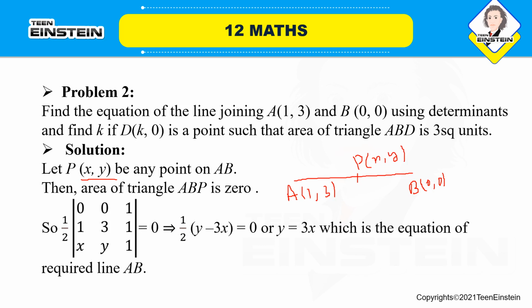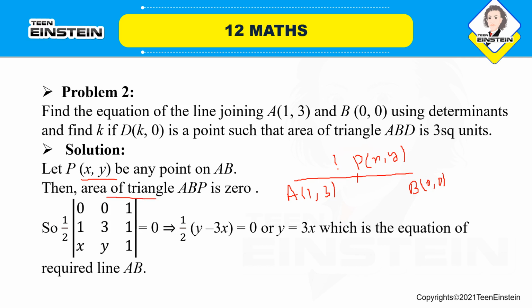Now see that all the 3 vertices A, B, P are lying on the same line. That is A of 1, comma 3, P of x, comma y and B of 0, comma 0 are lying on the same straight line. So what is the area of this triangle? Obviously it is 0. So I am going to use that result here to find the equation of the straight line joining the 2 points A of 1, comma 3 and B of 0, comma 0.